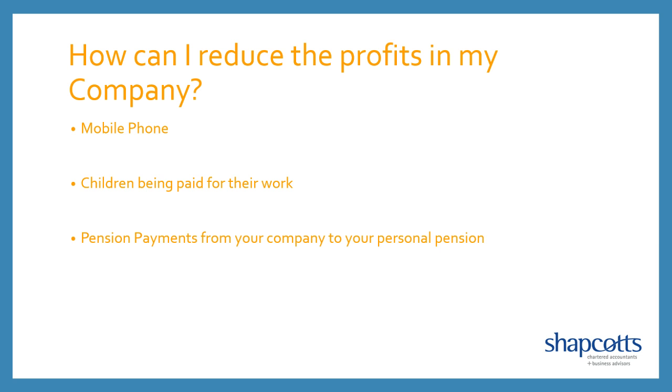Do you have children who are involved in the business? Now, this can be quite loosely linked, I will say, but they have to be doing something. If so, and you have a payroll, then you can start paying them for their work. Now, this is a way you don't have to take money out yourself. It can be taxed directly on them.